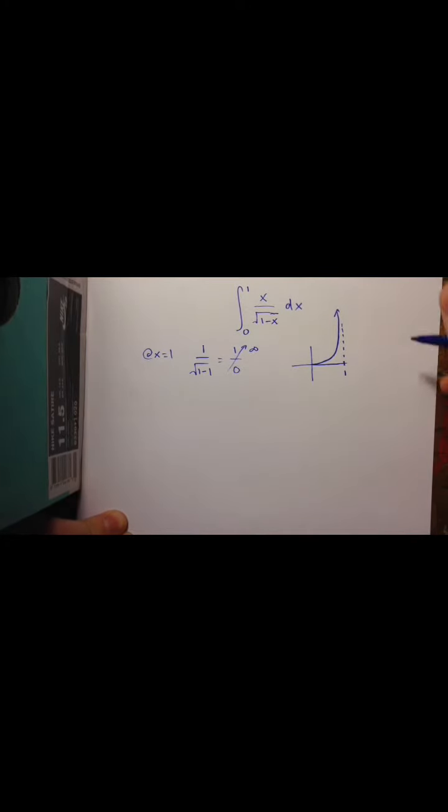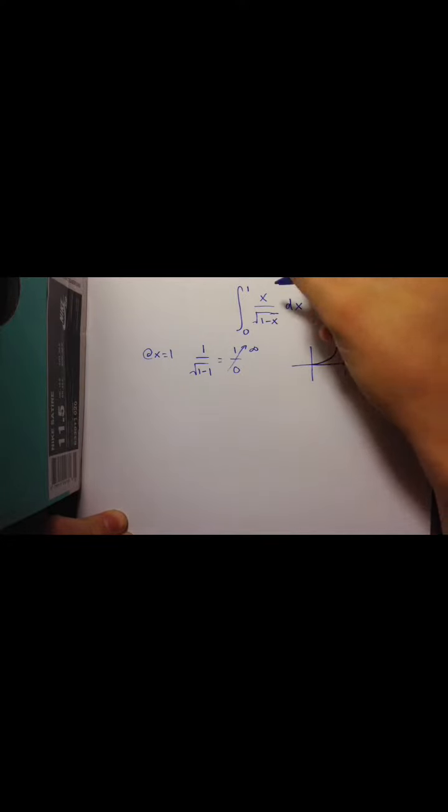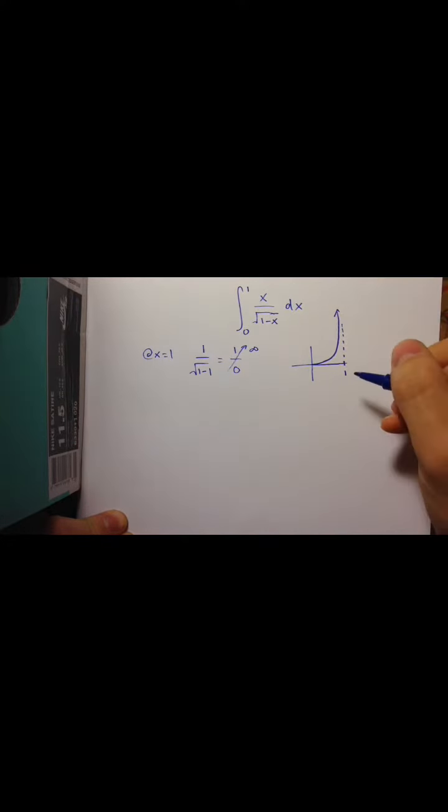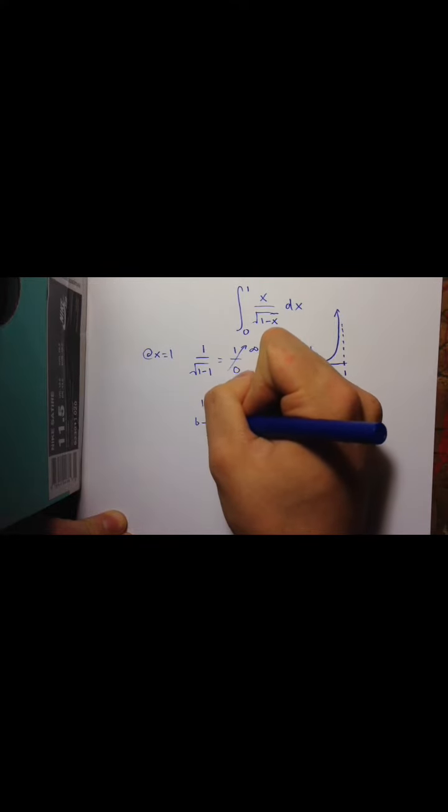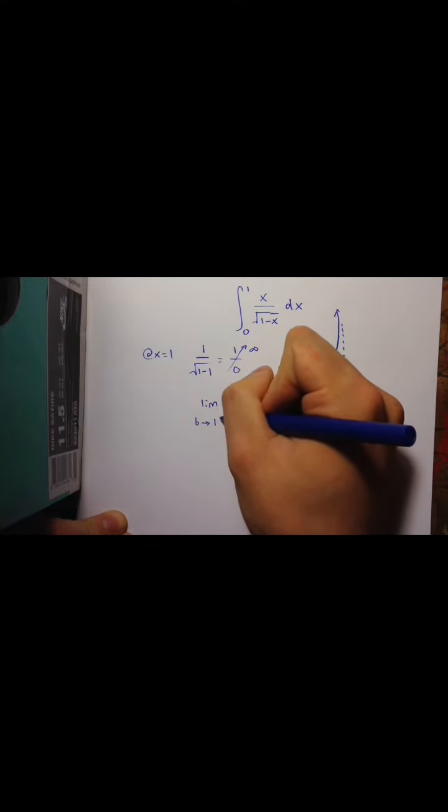So what does that mean? Well, that means that the function that we're integrating is actually undefined at x equals 1. And what's the significance of that? Well, that means that this is an undefined upper bound for our integral, because the function is undefined at this point. So to fix that, we have to rewrite this integral. So what do we have to do? We have to take the limit as b approaches 1 minus.